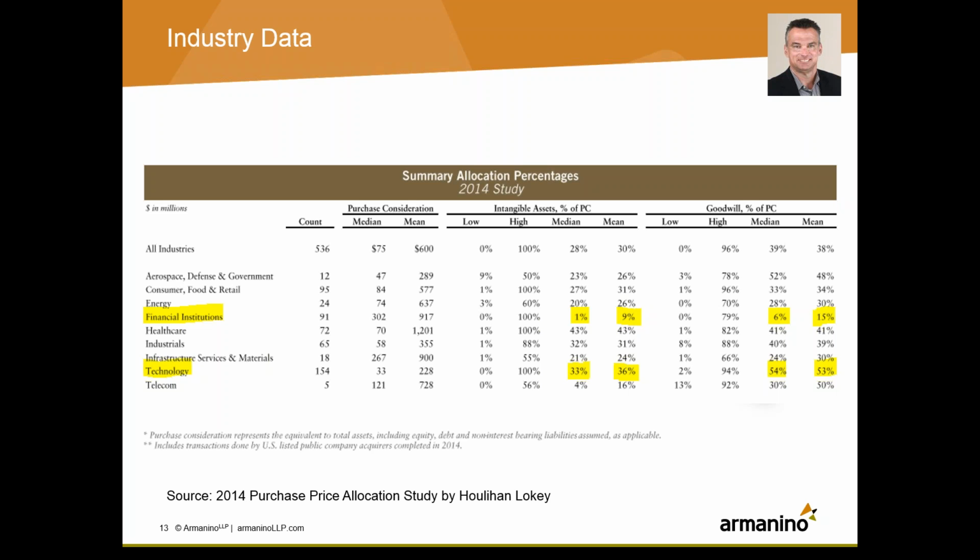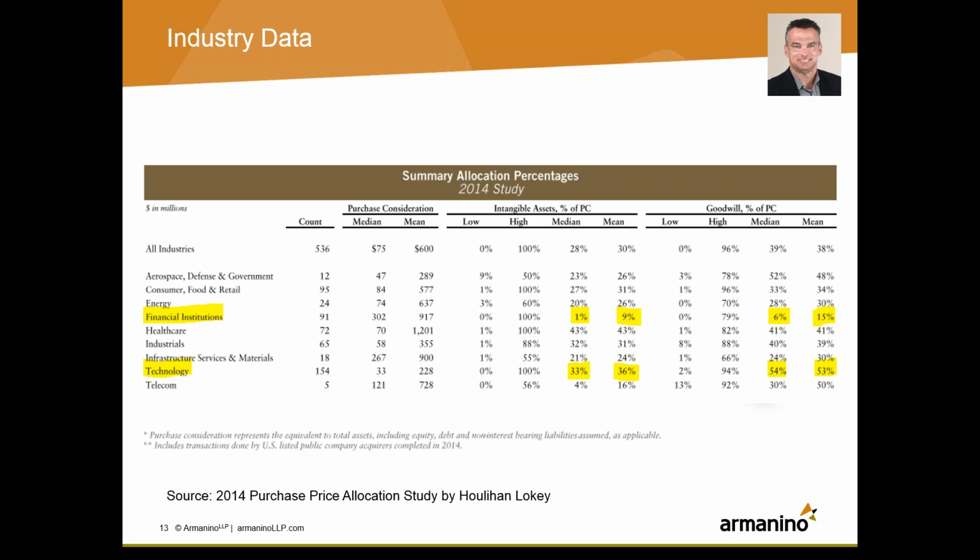Okay, there's been a study done showing these are public companies, so this data is gleaned from public company balance sheets post-acquisition. And as you can see, financial institutions, at least in the post-financial crisis era, have very little intangible assets or goodwill. If you look at it, that's as a percentage of the purchase consideration. Only 1% of the purchase consideration is a specific intangible asset, the median, and just 6% is goodwill.